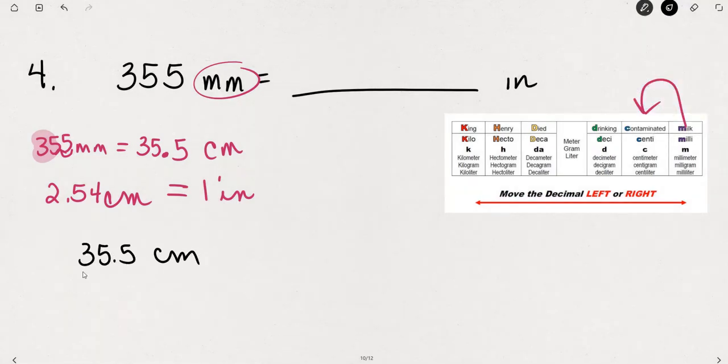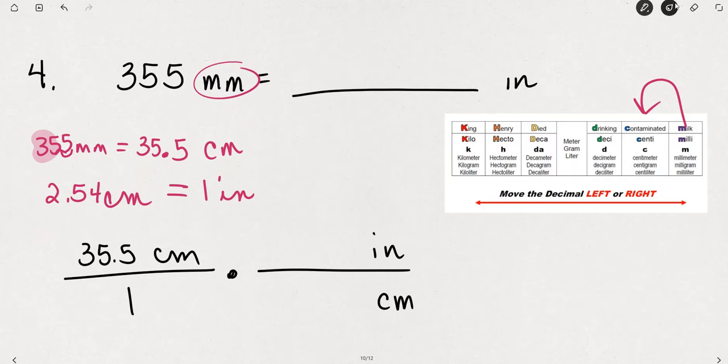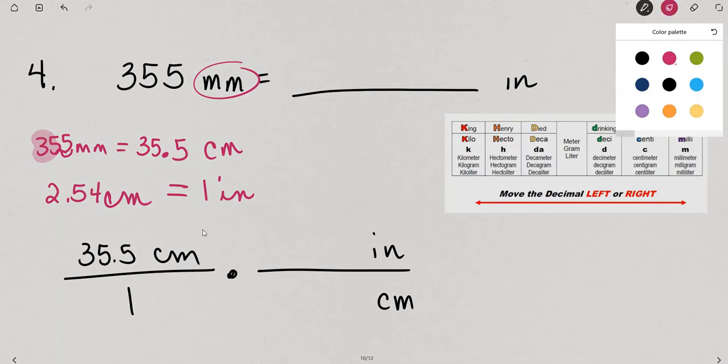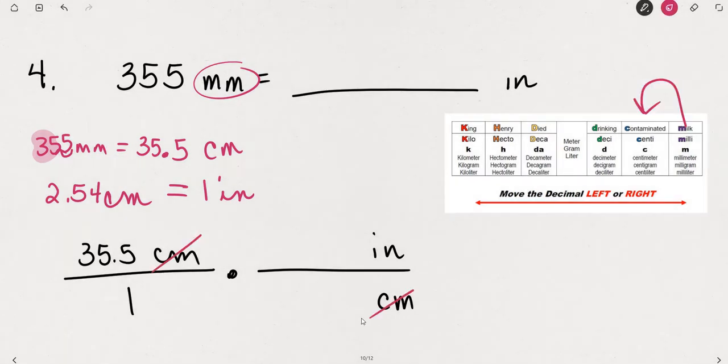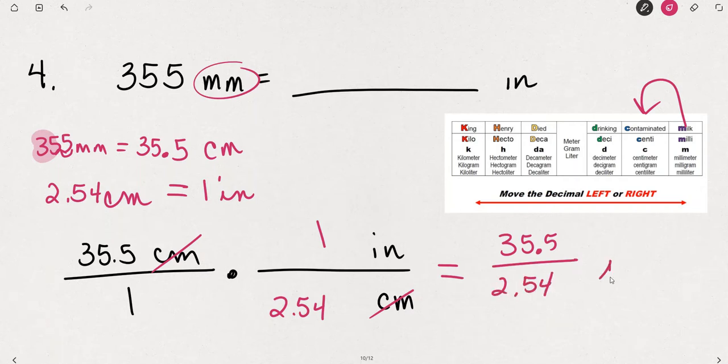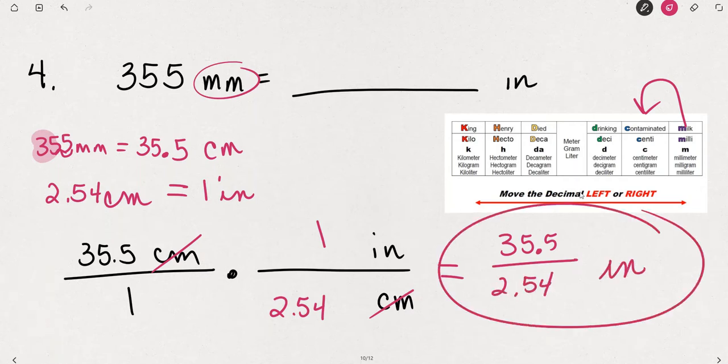35.5 centimeters to go from centimeters to inches. Because the centimeters is what we're dividing out, I need to make sure I put the centimeters in the denominator. 2.54 centimeters, 1 inch. So it looks like I'll divide 35.5 divided by 2.54 to get inches.